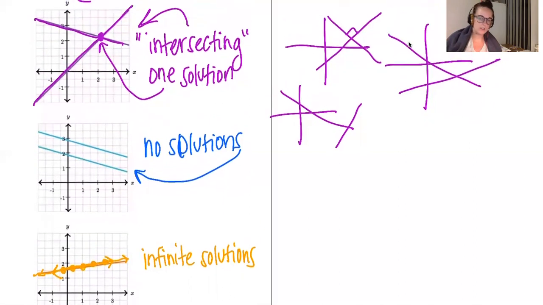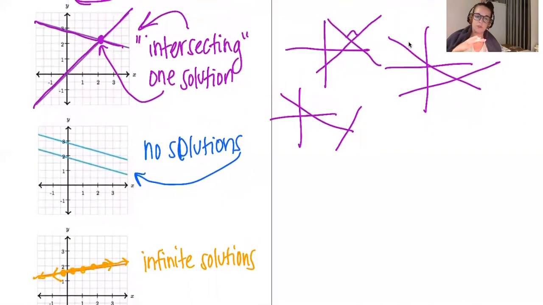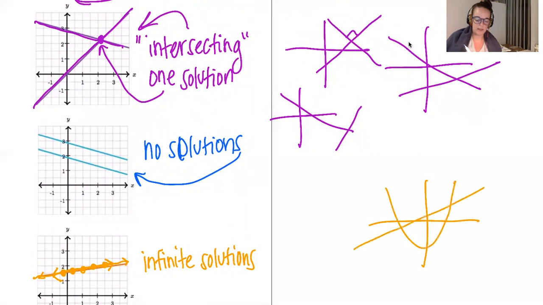So these are our three situations: intersecting, no solution, and infinite solutions. Or one solution, no solution, and infinite solutions. It is possible to have two solutions, but not with straight lines, not with linear lines. So let's say we had a parabola and a line, then we could have two solutions. But today we're just going to stick with linear, so we'll stick with two straight lines.